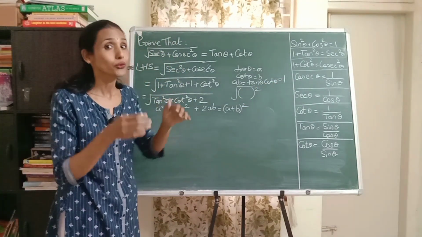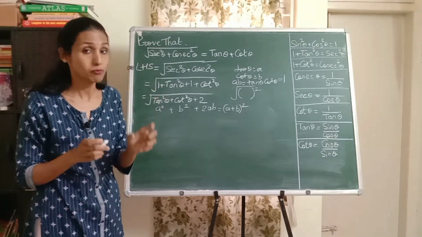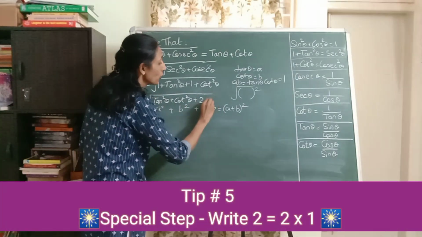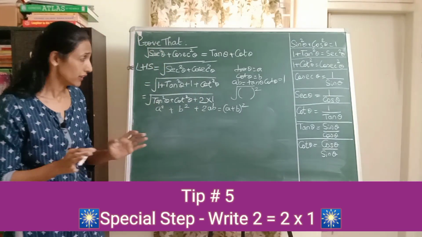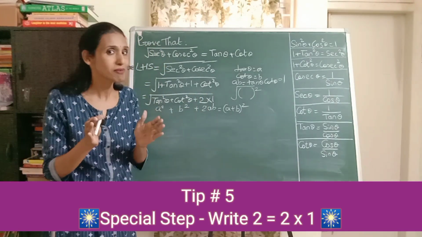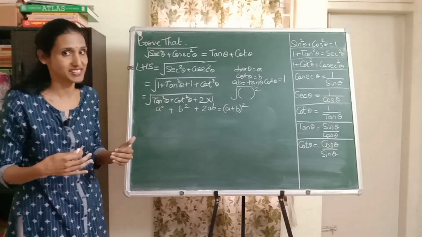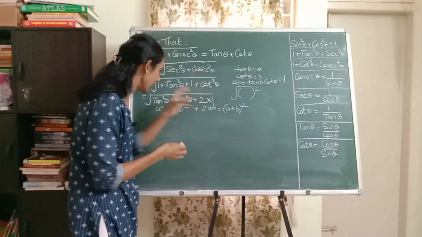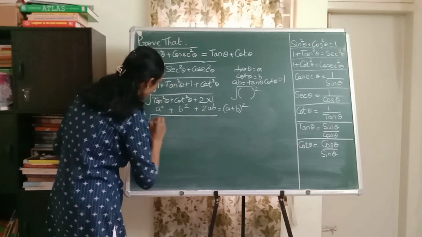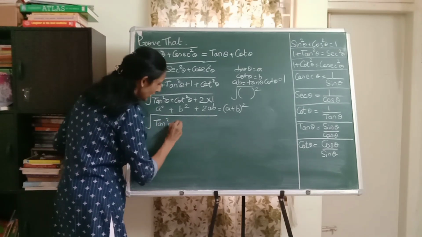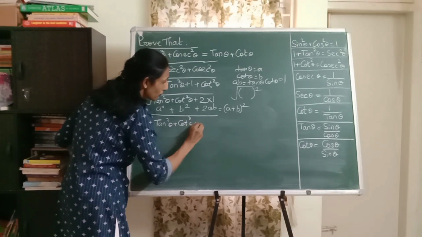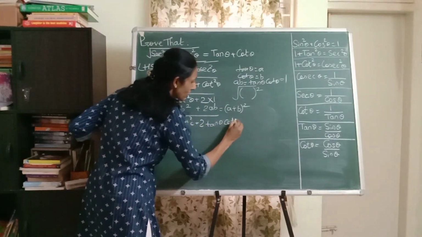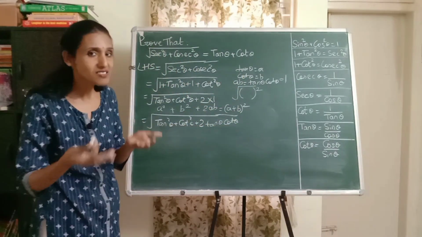So what we are going to do now is the special step which you have to remember. Just next to this 2, I'm going to write 2 multiplied by 1. This is the special step. If you don't remember this step, friends, you won't be able to proceed. Okay, so 2 into 1. Now why did I bring 1? Because in the next step I am going to write this as tan square theta plus cot square theta plus 2 into, yes, tan theta cot theta, because anyway tan theta into cot theta is 1, right?